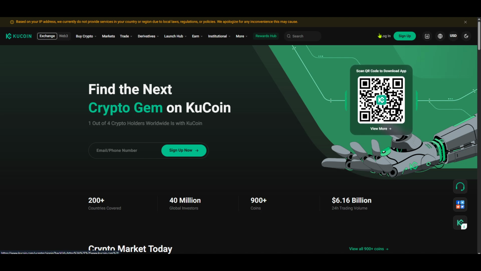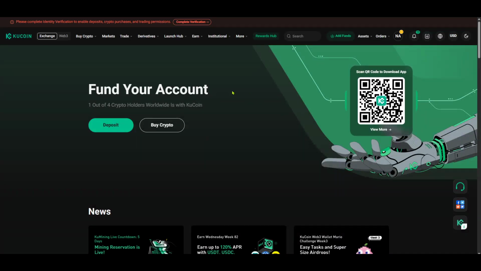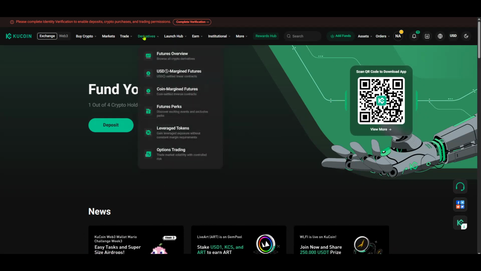Now that you're logged into your account, you'll find yourself back at the Kucoin homepage. From here, you need to head over to the derivatives section. This is where you'll find various derivative trading options that Kucoin offers, including leveraged tokens. Understanding derivatives is crucial as they allow you to engage in trades without owning the actual asset itself.